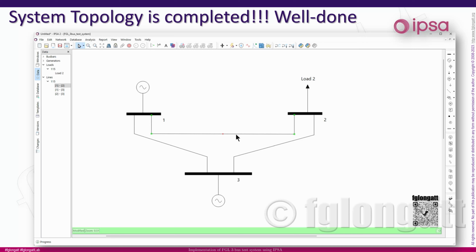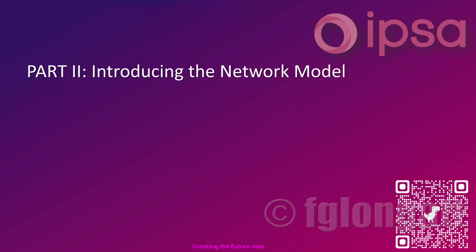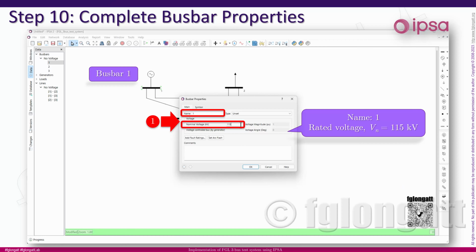So what we need to do in part number 2 is basically introduce the data parameters related to the network model. And to be honest, step number 10 is where we will start to change the data, or input the data, inside every single component.